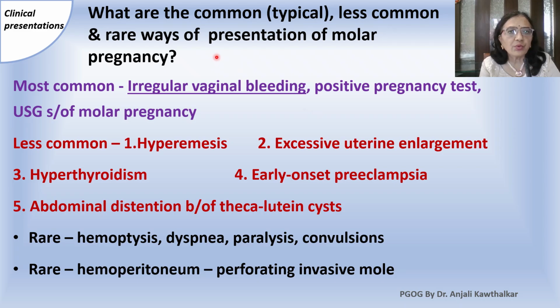How does a patient present? What is a common presentation of molar pregnancy? What are the less common ways, and what are the rare presentations with a molar pregnancy? Most common is irregular vaginal bleeding, with a positive pregnancy test and ultrasonography. When you send a patient for ultrasonography, the report comes as suggestive of molar pregnancy.